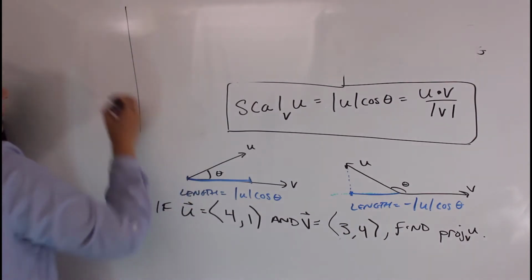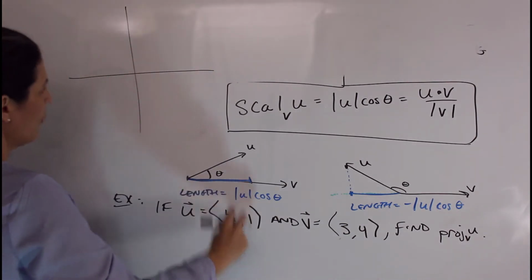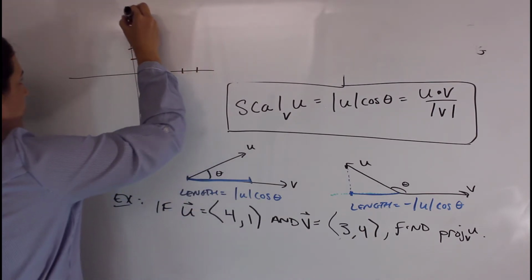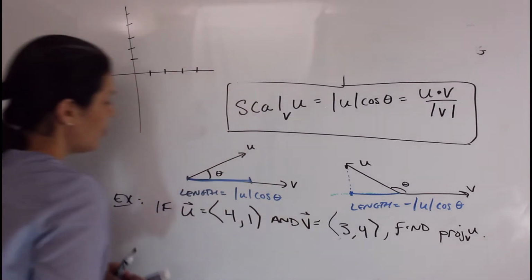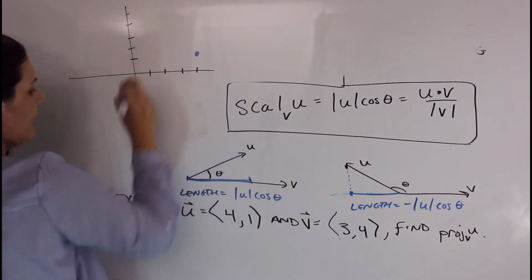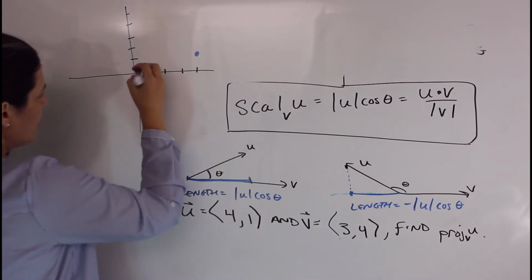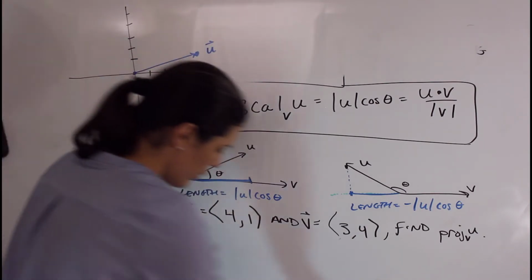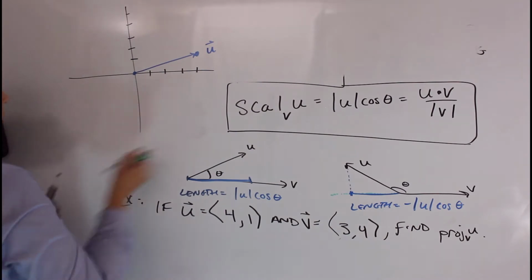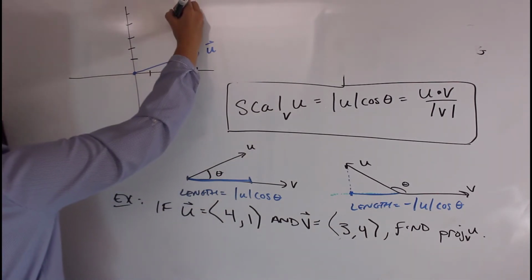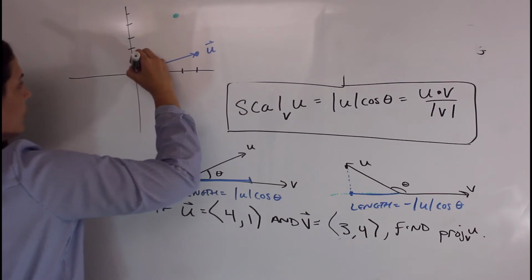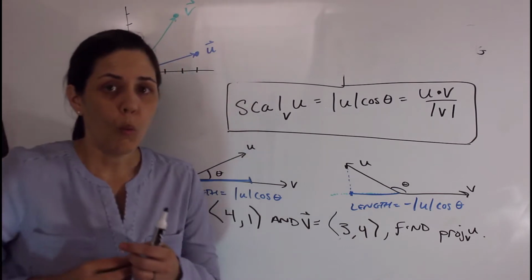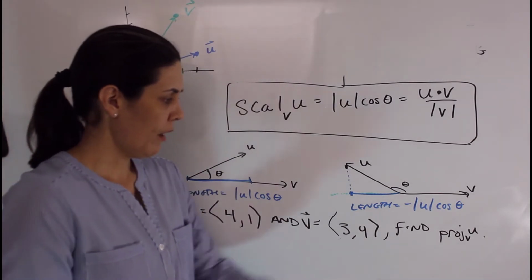I have the vector that ends at point 4, 1. So let's draw my tick marks here: 1, 2, 3, 4, 5. Okay, so 4, 1 is right there. My vector starts at the origin and ends at 4, 1. That's u. Let's go ahead and draw v. It terminates at 3, 4, starting at the origin and stopping here. That's v. The question is, what is the projection of u onto v?